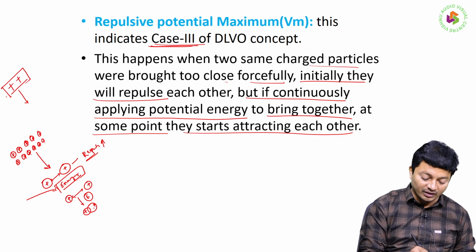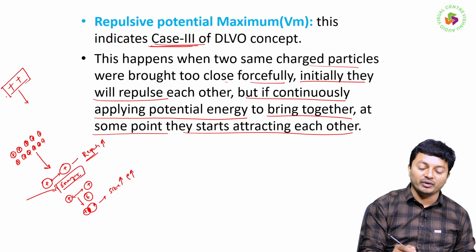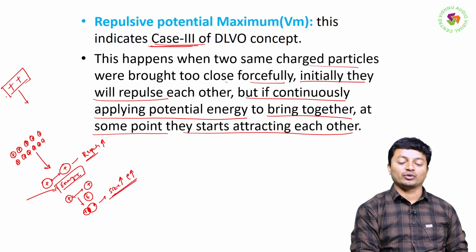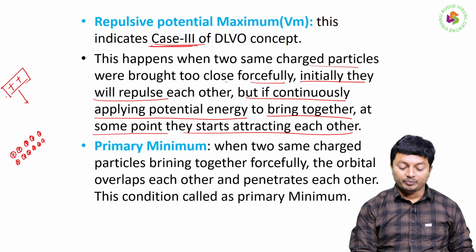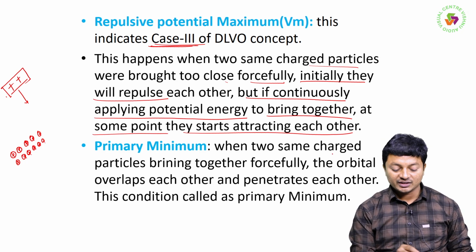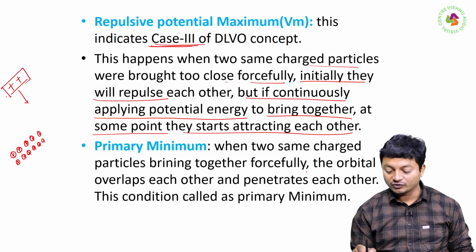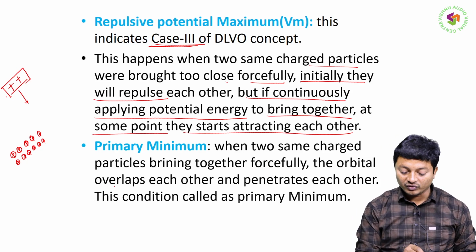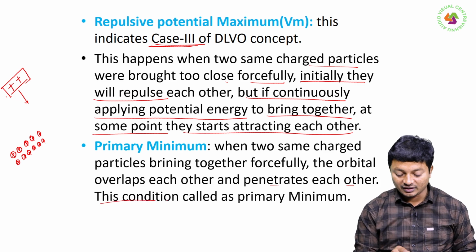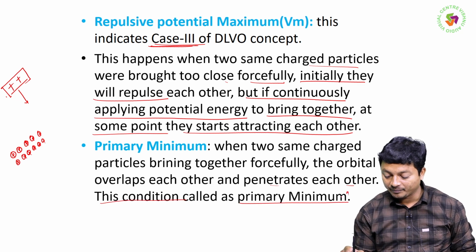They will penetrate each other, and then the size of the particle will increase and the density of the particle will increase. This happens at the repulsion potential maximum. Primary minimum. In this, when two same charged particles are brought together forcefully, the orbitals overlap each other and penetrate each other. This condition is called primary minimum.